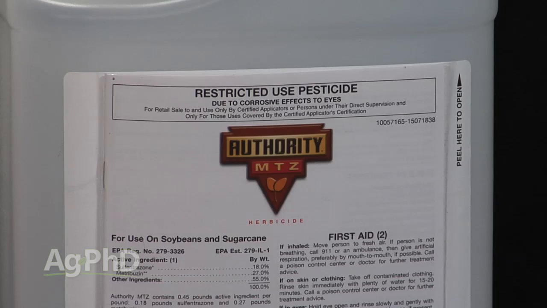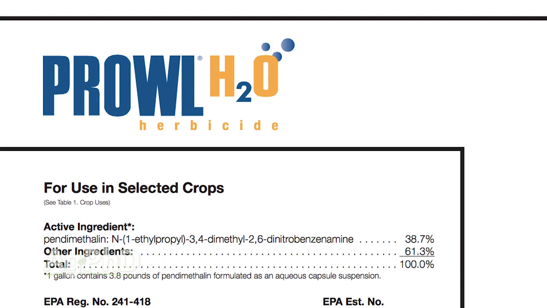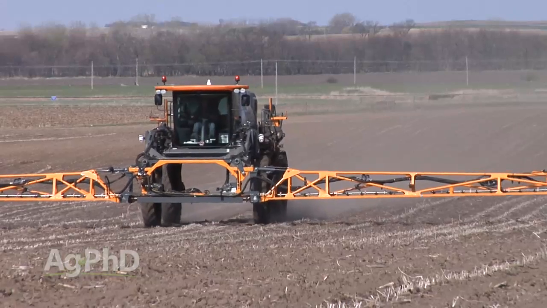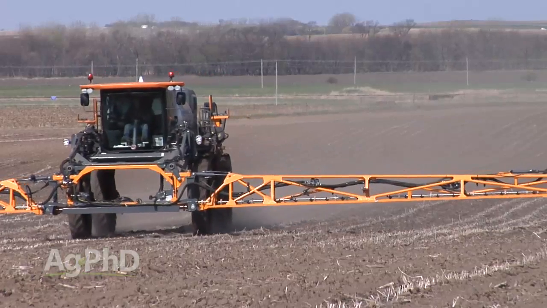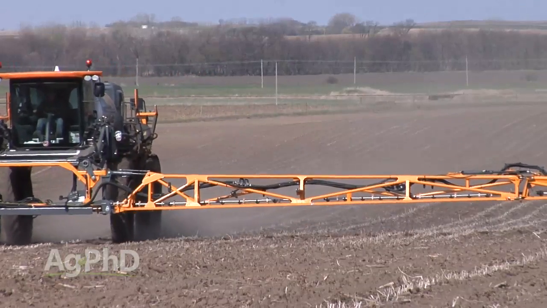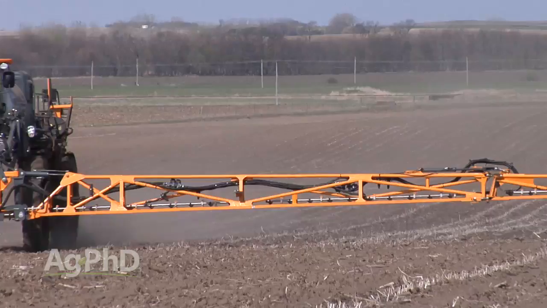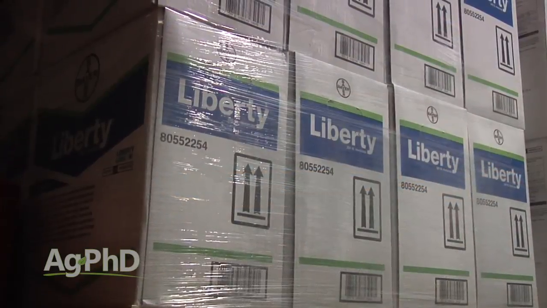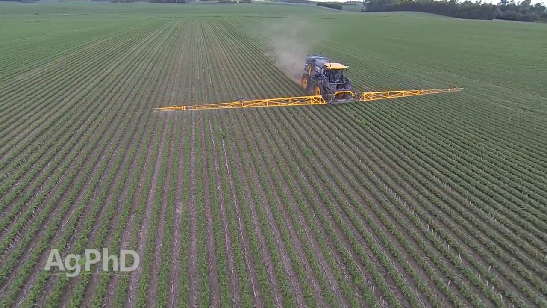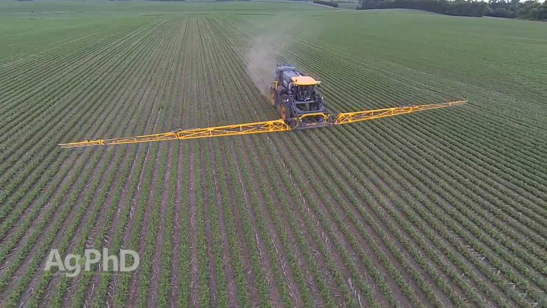Maybe you use something like Authority MTZ, so you have the Authority and the metribuzin. And then I would add something like Prowl or Treflan, depending on your tillage system. Now you've got three different sites of action, and it still costs less than some of the expensive post-emerge treatments that you're going to have to use to clean up any escape weeds if you didn't have Liberty as an option.